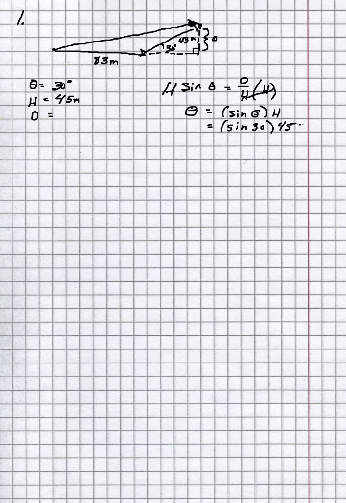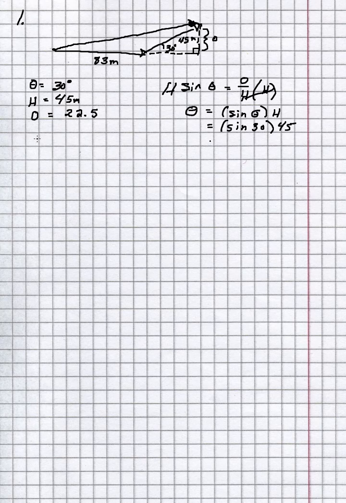So then I hit the sine of 30 times 45. And that gives me 22.5. So my opposite is 22.5. I haven't rounded this yet because I'm going to round later on in my problem.